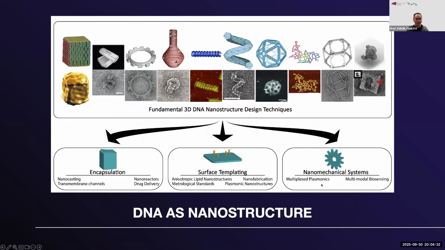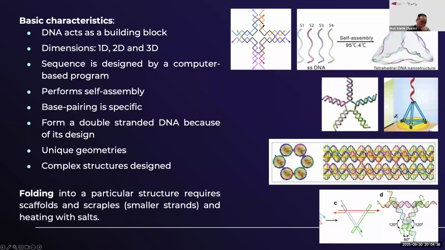Third is DNA as a nanostructure. Basically, DNA can act as a building block. It can be one-dimensional, two-dimensional, and three-dimensional, as shown here. The sequence is designed by a computer-based program, and it can perform self-assembly. Once you have the sequence in place, it can self-assemble. Base pairing is specific, ATGC pairs, so it forms double-stranded DNA because of the design, for example, shown in this nanostructure here. This is a tetrahedral DNA nanostructure. It has a unique geometry, so you can design it to be like a star or different shapes. You can also make very complex structures out of the design of DNA sequences.